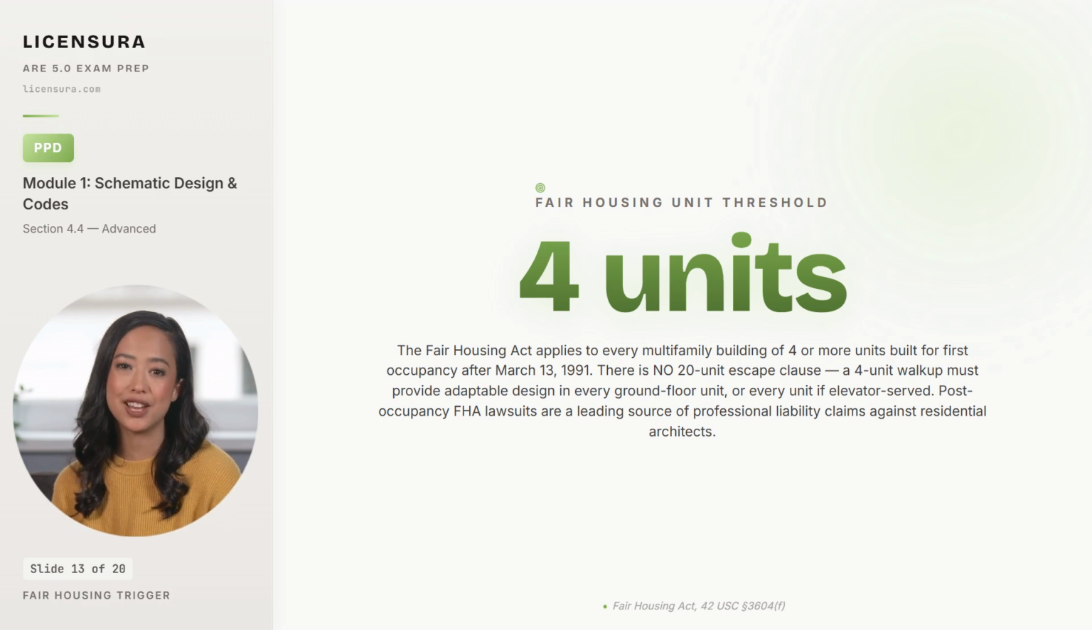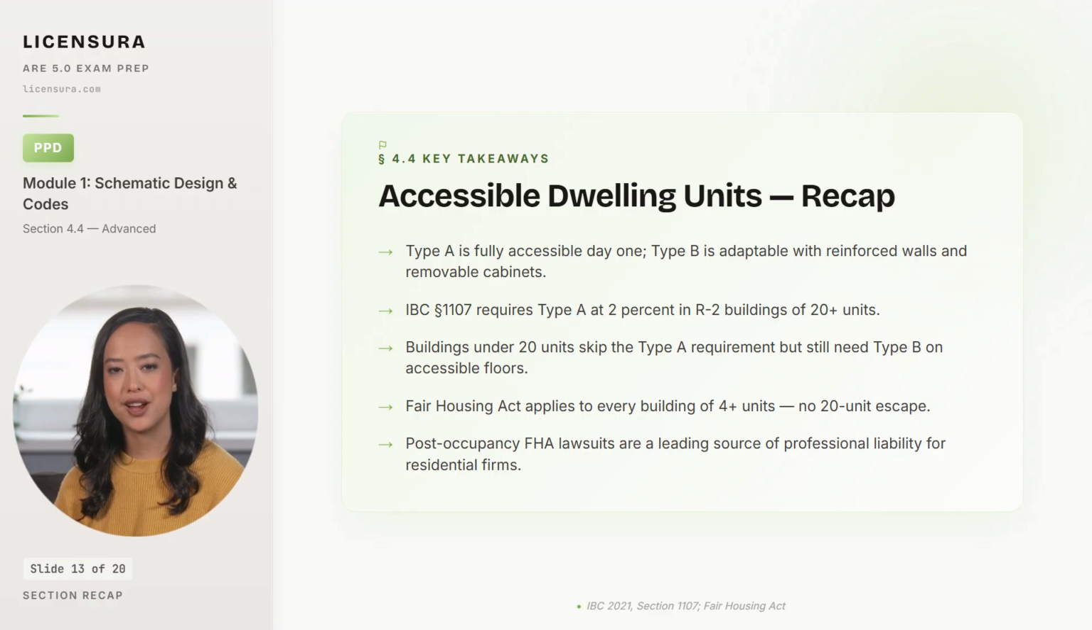Walk away with the 5 anchors that keep the FHA risk visible. 5 takeaways from accessible dwelling units. First, Type A units are fully accessible the day the occupant moves in, with lowered kitchen counters and roll-in showers, while Type B units are adaptable with reinforced walls behind tub and toilet and removable base cabinets under the kitchen sink. Second, the IBC requires Type A at 2% of total units in R2 buildings of 20 or more units, with at least 1 Type A unit minimum, and 100% Type B on the rest.